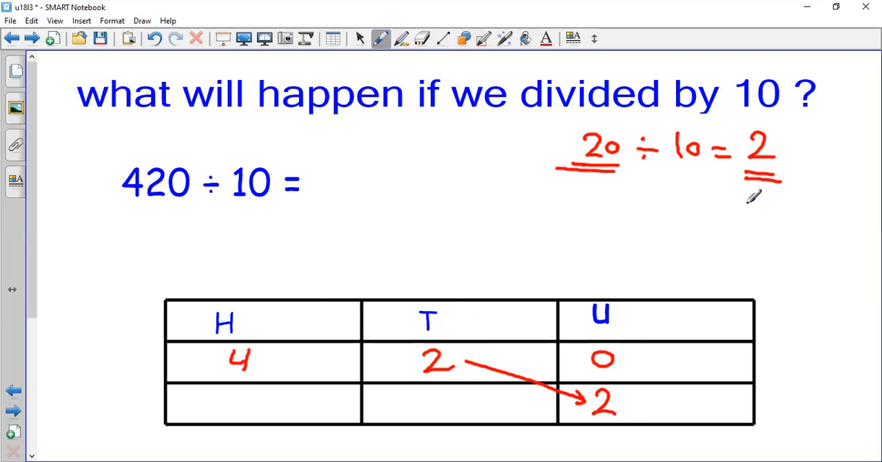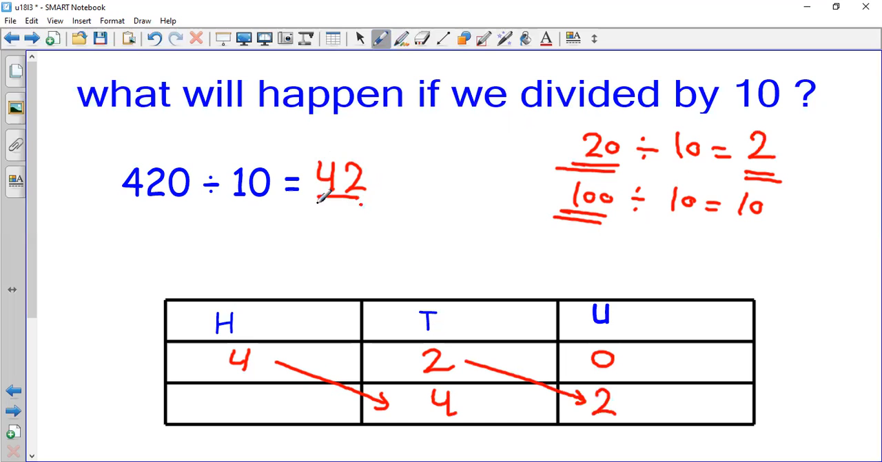And applying the same strategy on the hundreds, if I have 100 and I divide it by 10, it will be 10 times smaller. This means it will be 10. So 100 became 10 because it became 10 times smaller. This means it moved from hundreds to tens. So this 4 will move from hundreds place to tens place. So 420 divided by 10 will be 42.